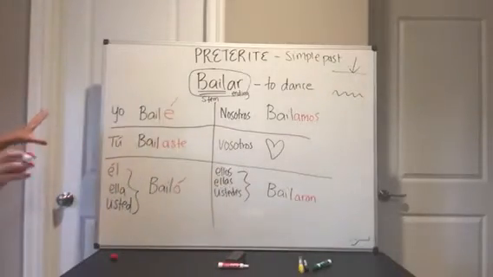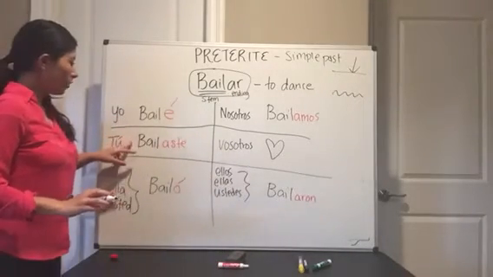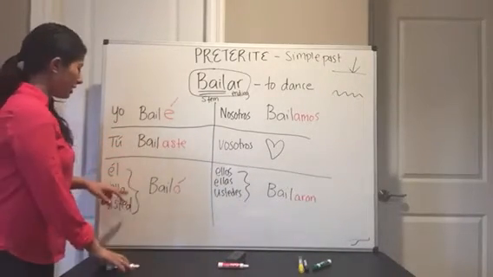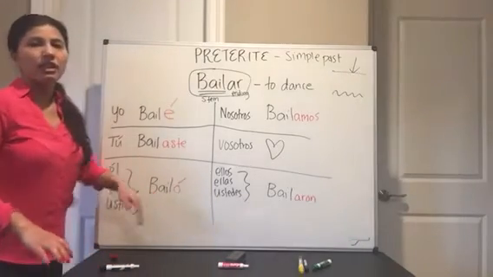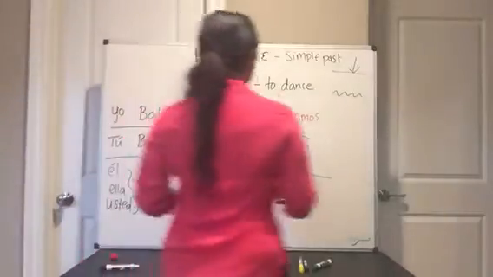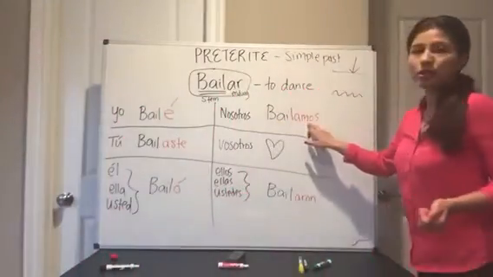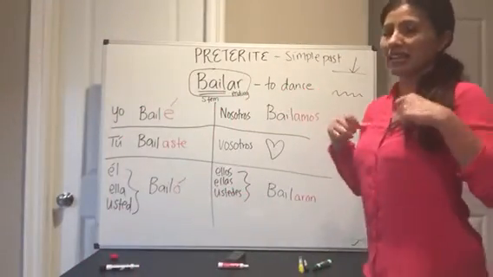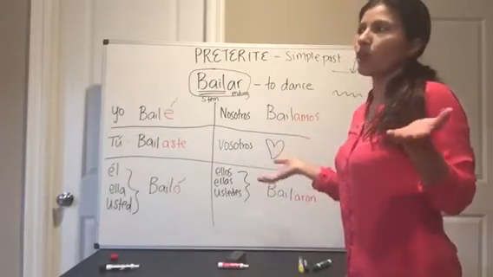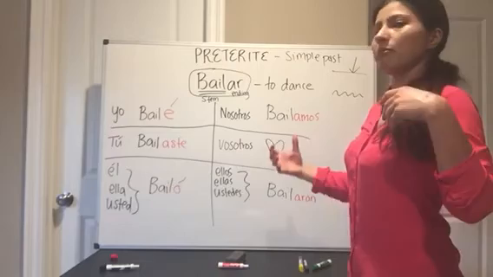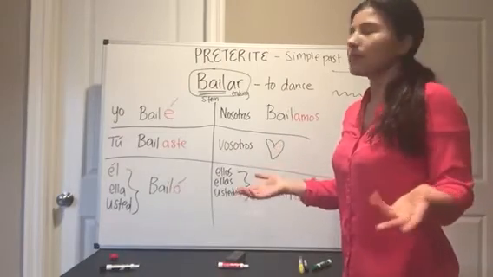Okay? Yo bailé, tú bailaste, él bailó. Ella bailó, she danced. Usted bailó, you danced. As much repetition as possible is always good. Nosotros bailamos, we danced. And this is the same as the present tense, so you just know if it's present or preterite based on the context, right?